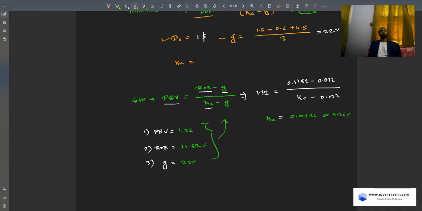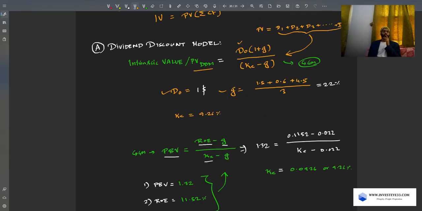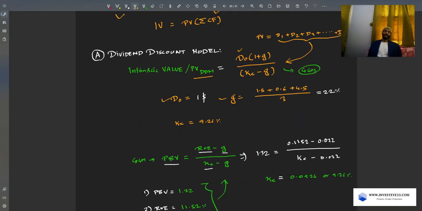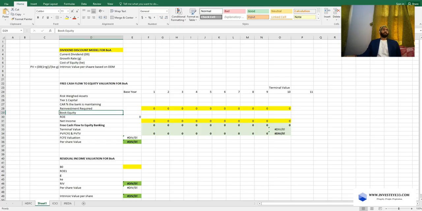So cost of equity becomes 9.26%, right? Now friends, we are in a position to derive the intrinsic valuation for Bank of America. Let's go to the Excel and calculate the values. So friends, here we are in the Excel sheet, and our first job is to find out the valuation for Bank of America through the dividend discount model, right? The dividend discount model is highlighted here, and we already have the values of current dividend, the growth rate, the cost of equity, from which we can find out the intrinsic value per share with respect to dividend discount model of Bank of America.